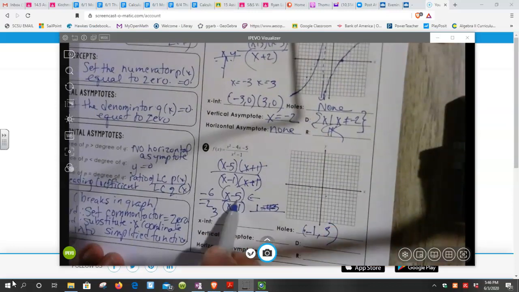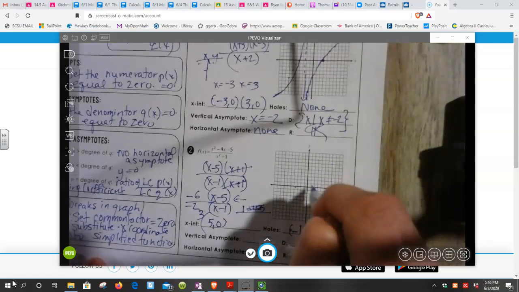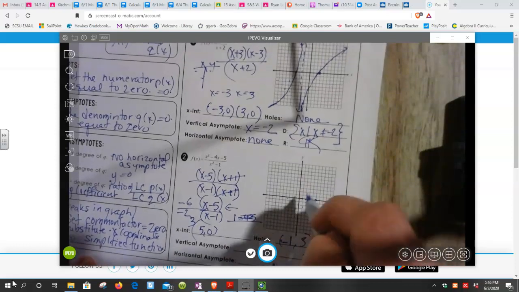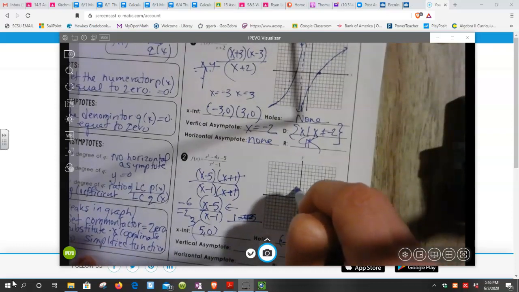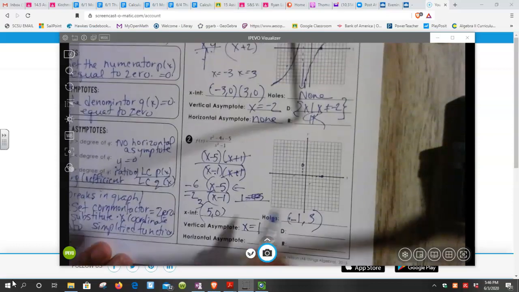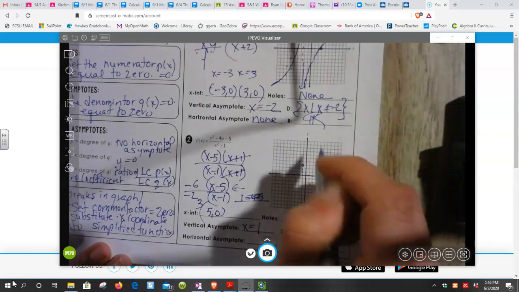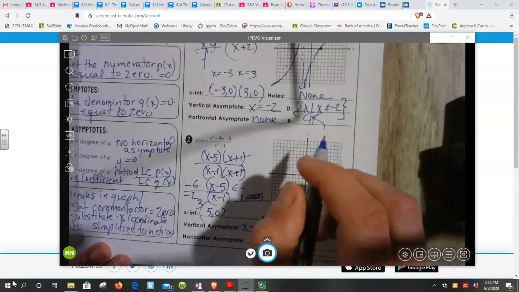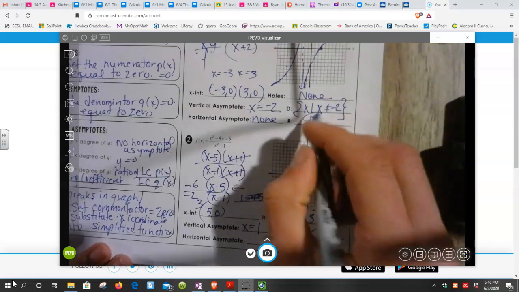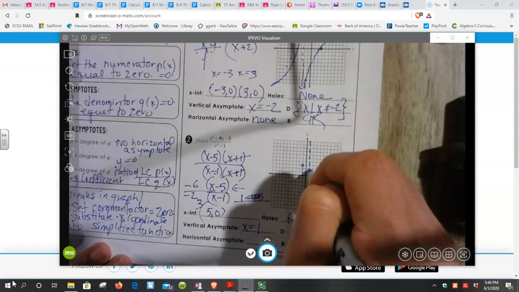Our x-intercept is what makes the numerator equal to 0, so x equals 5. That's 5, 0. Put that down. We know there's a hole at negative 1, 3, so negative 1, 1, 2, 3. We know there's a hole right there. We know that there's a vertical asymptote. The vertical asymptote is going to be x equals 1 because that makes the denominator equal to 0. Vertical asymptote, x equals 1. That's correct. I was right, just second guessing myself.